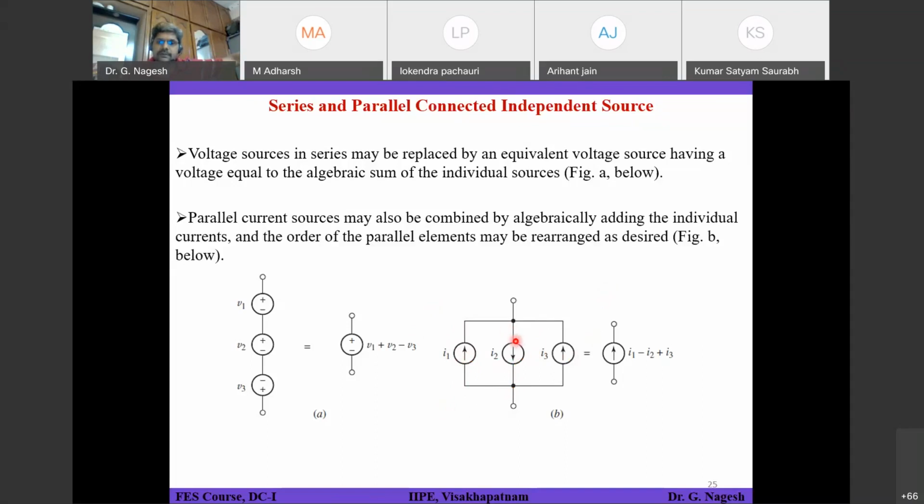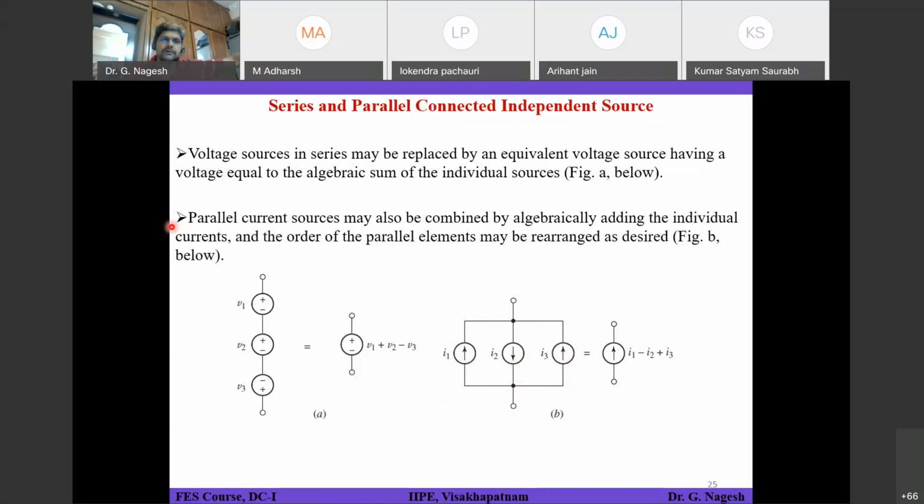So this is the upper terminal for this one, this is the upper terminal for this source. Those two are connected to this node, and the bottom terminals of these two sources are connected to the same node. Then only we can call these are in parallel. So if you see in figure 3, all the 3 current sources are in parallel, since they are connected to the same pair of nodes.